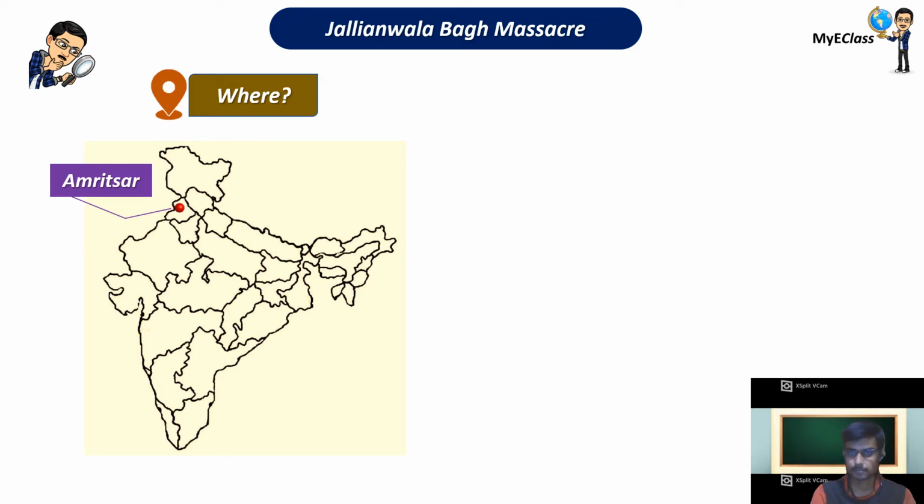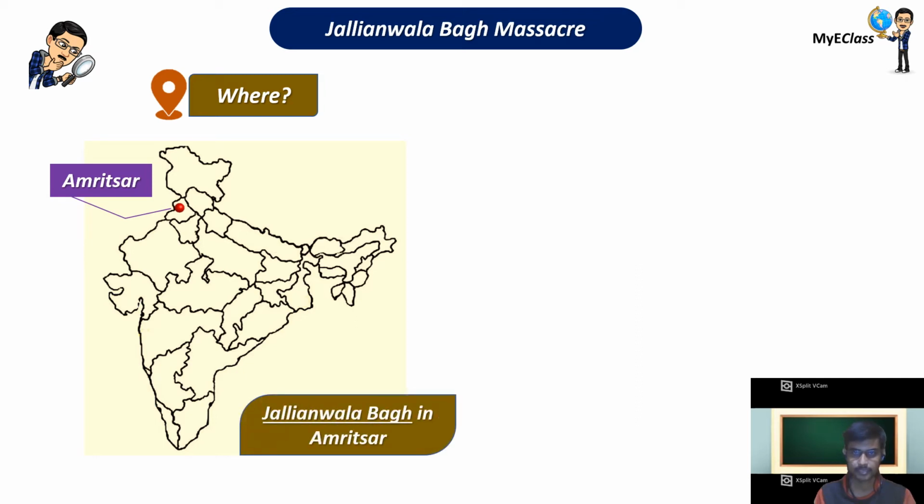Observe the map and answer the question: where did Jallianwala Bagh massacre happen? The first point will be about the location of the Jallianwala Bagh massacre. And the answer is, Jallianwala Bagh massacre happened at Jallianwala Bagh Park in Amritsar in Punjab.